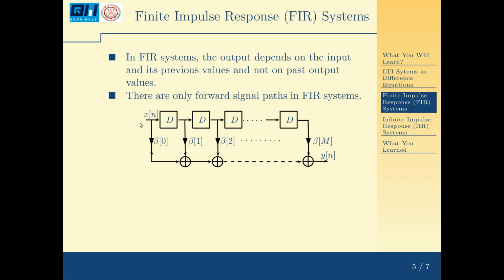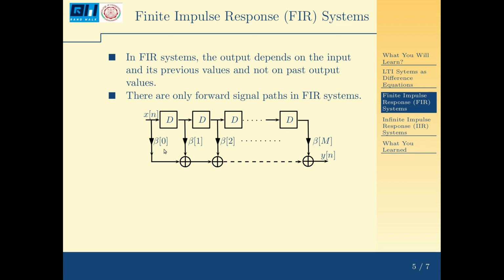If I put it graphically, this is my input x[n], which is multiplied by beta 0 here. Then it is delayed by 1 unit, so here you get x[n minus 1], which is multiplied by beta 1. Then x[n minus 1] is delayed again, giving x[n minus 2], which is multiplied by beta 2, and so on, until it comes to beta m. So you can see that it is a series of multiplications and additions. These multiplications and additions result in my finite impulse response system output y[n].